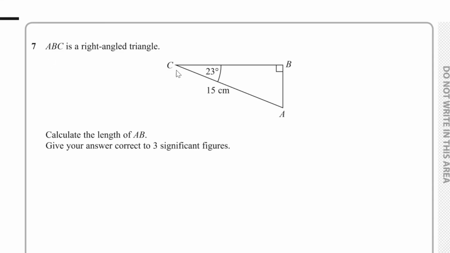Question 7. ABC is a right-angled triangle. We've got AC being 15 centimeters, the angle ACB being 23 degrees, and we have to calculate the length of AB, giving our answer correct to 3 significant figures. Well, AB over here, because it's opposite the angle, would represent the opposite. The 15, which is the longest side, directly opposite the right angle, is the hypotenuse.